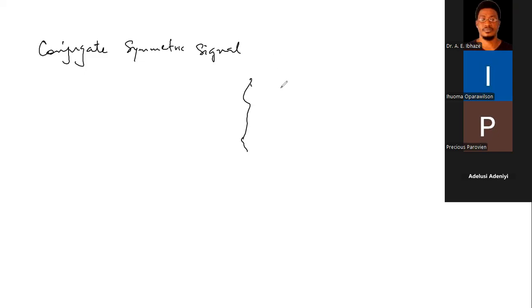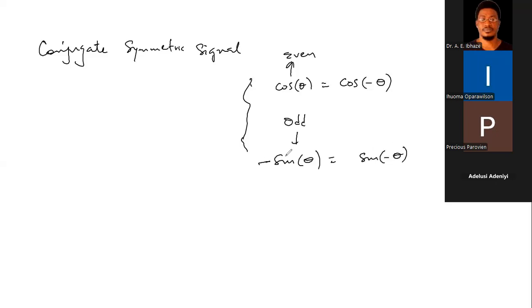Okay, so let's come back to it. We said our cos theta is even, right? And if we come up with cos minus theta, it is the same as cos theta, right? Now, when we deal with our odd signal, which is sine theta, sine minus theta will be the same as minus sine theta. Is that clear?